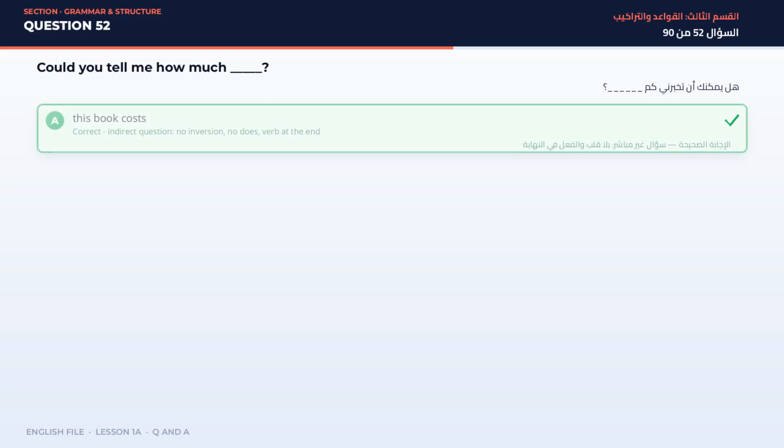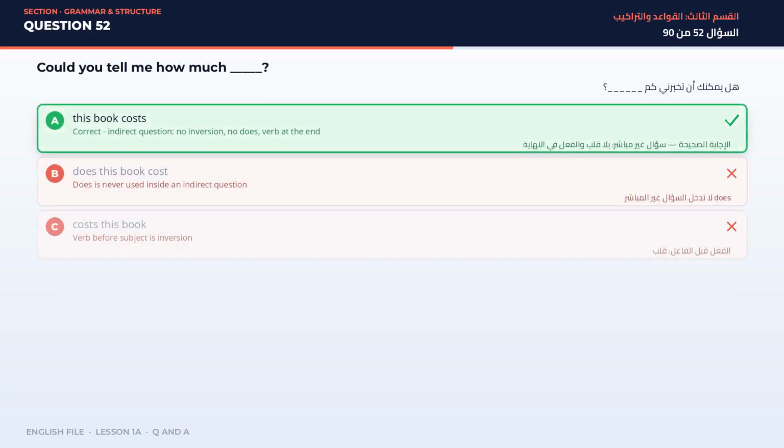The answer is A, this book costs. Indirect question. No inversion, no does, verb at the end. Not B, does is never used inside an indirect question. C, verb before subject is inversion. D, did adds a wrong tense.